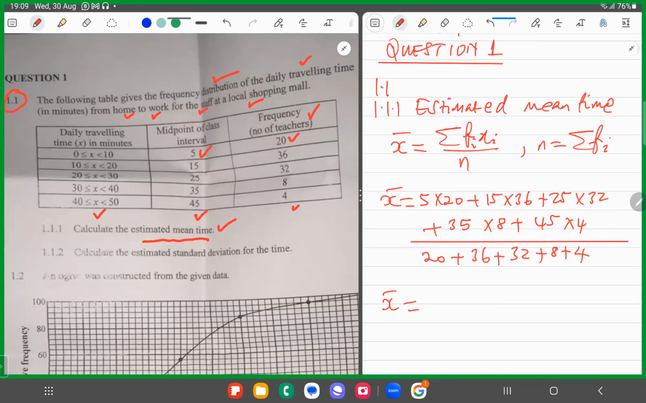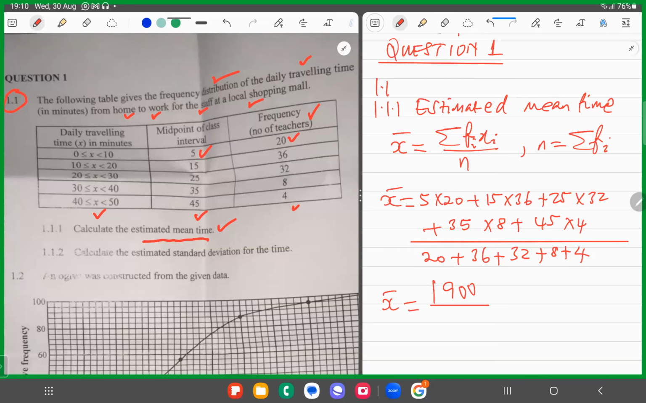Right, so let's enjoy ourselves. First things first, we have 5 times 20 plus 15 times 36 plus 25 times 32 plus 35 times 8 plus 45 times 4. Okay, so this is giving me 1900.